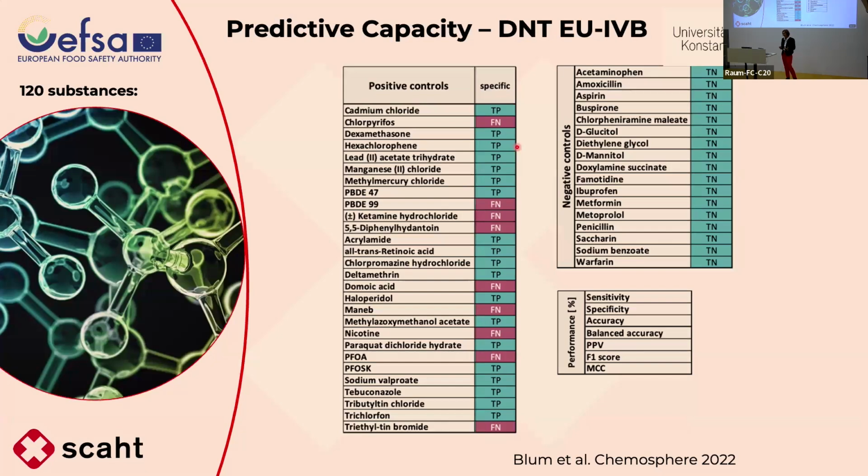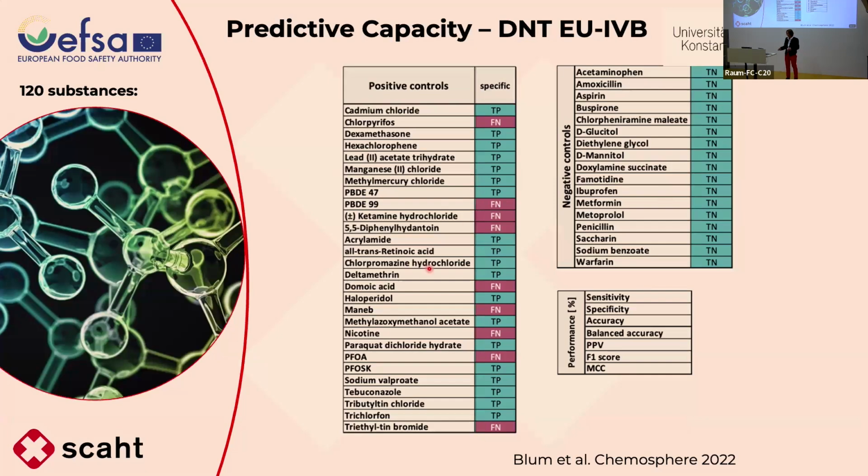But there is a small list of 45 that we were pretty confident about: these are the positives here, and on the right side these are the negatives. And this is the evaluation of the compounds just in the EU assays. The evaluation of both together with the US is still ongoing.